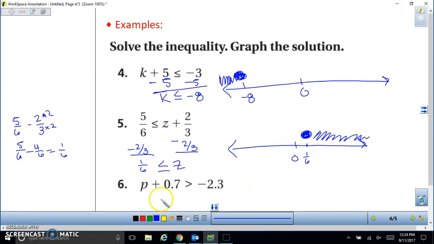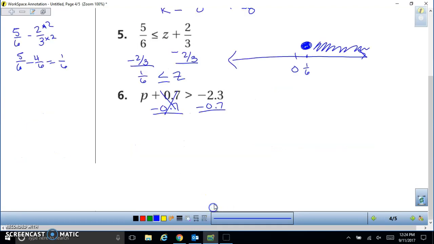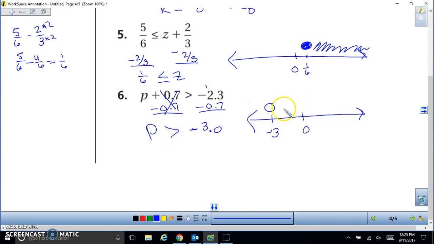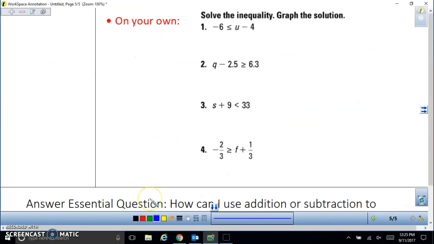Last example, we have number 6. We're going to take away 0.7 to undo that addition. Take away 0.7. We will have p greater than... we have the same sign, so we're going to add them together and keep the sign. 7 plus 3 is 0, carry the 1. 2 plus 1 is 3, the decimal place stays in the right place, and keep the sign. Okay, so p is greater than -3. 0, -3, open circle because it doesn't have that line underneath, and we are going to shade to the right because p is bigger.